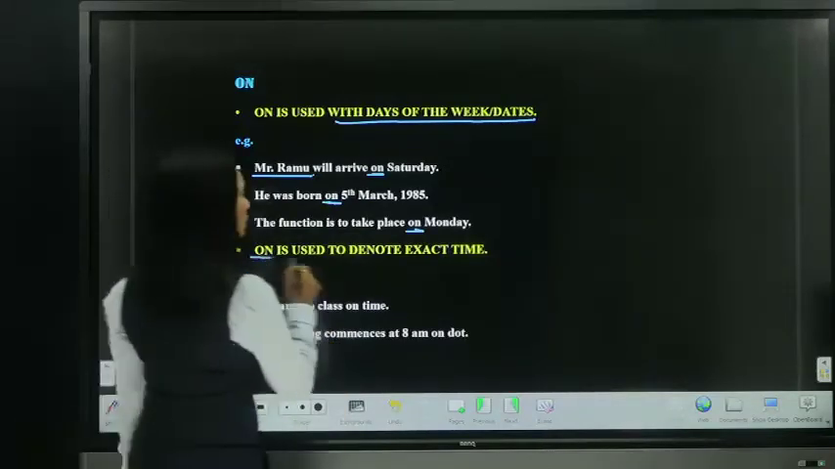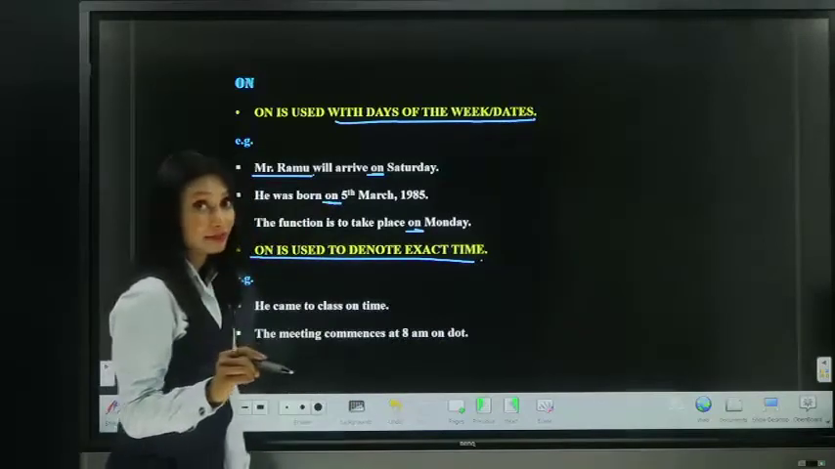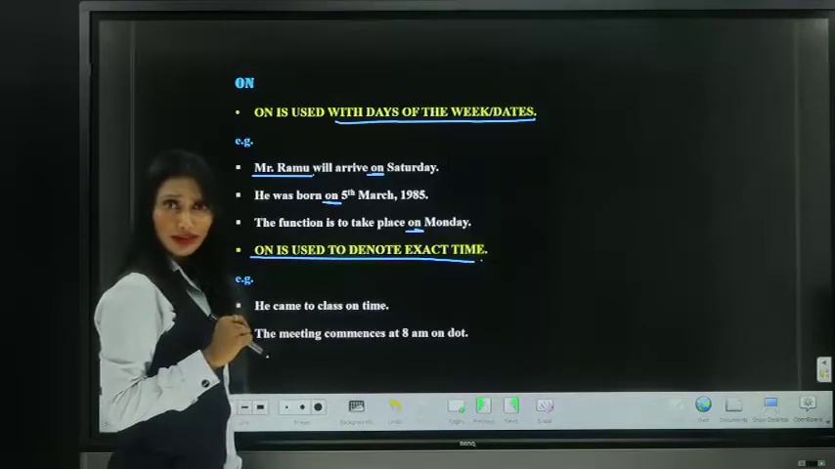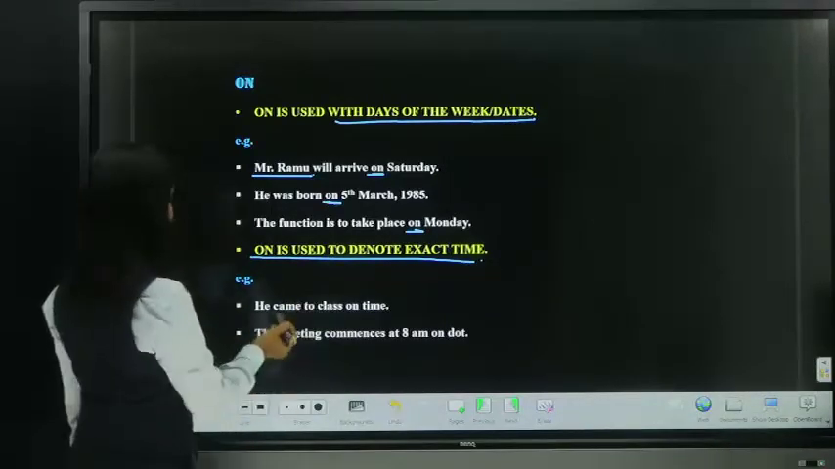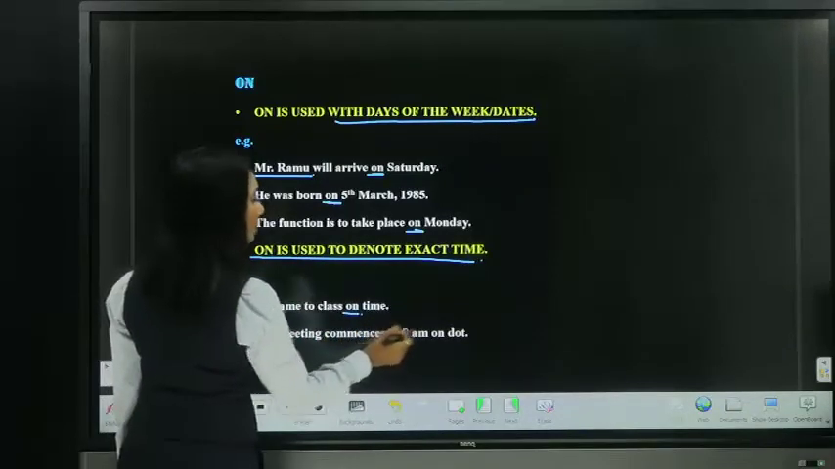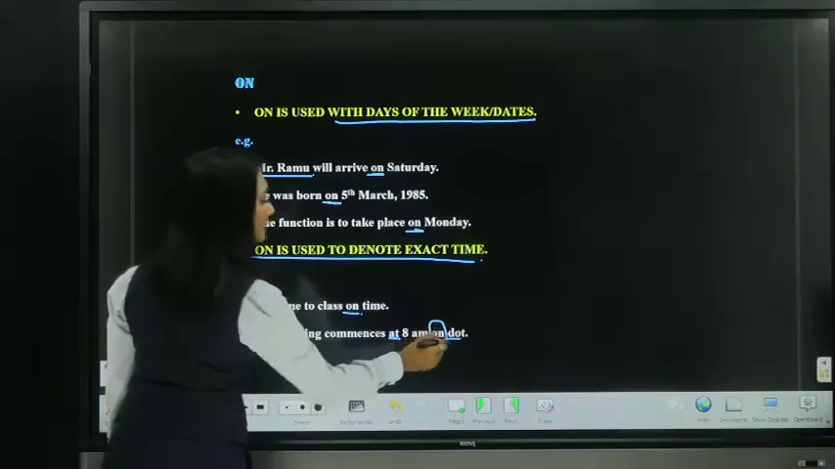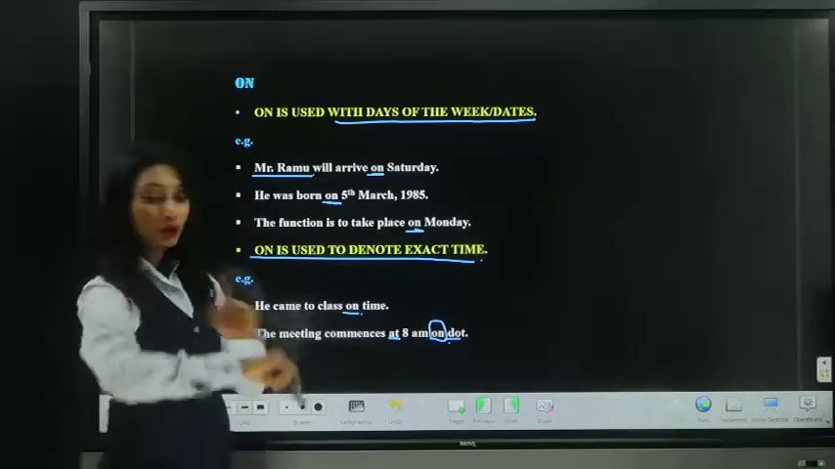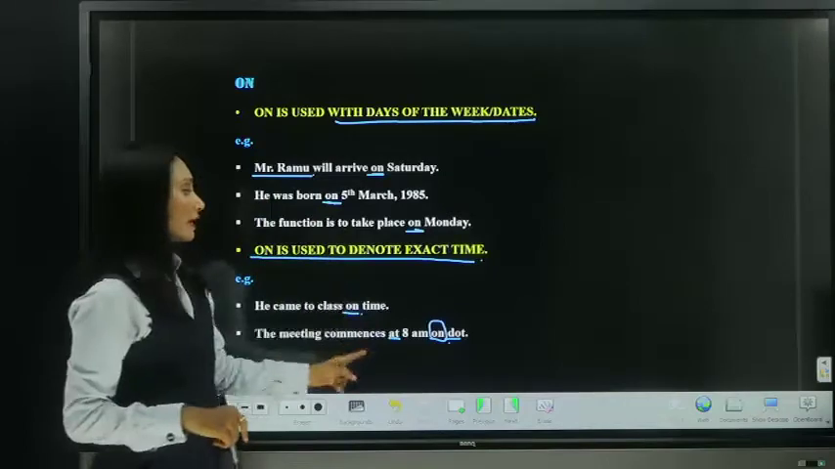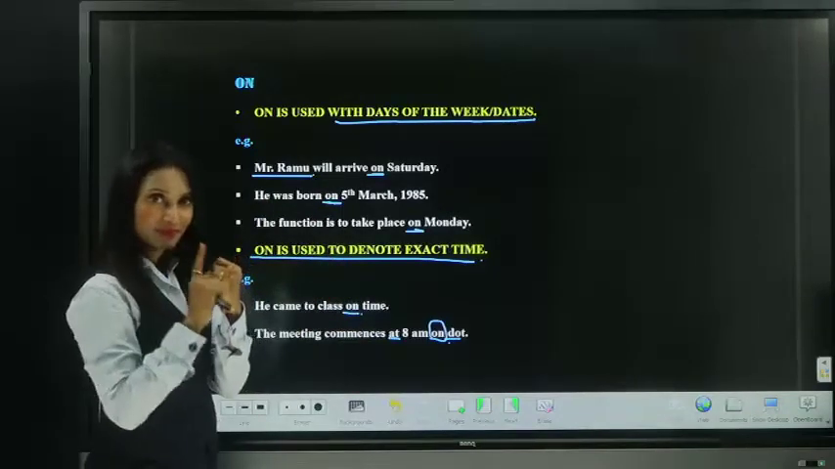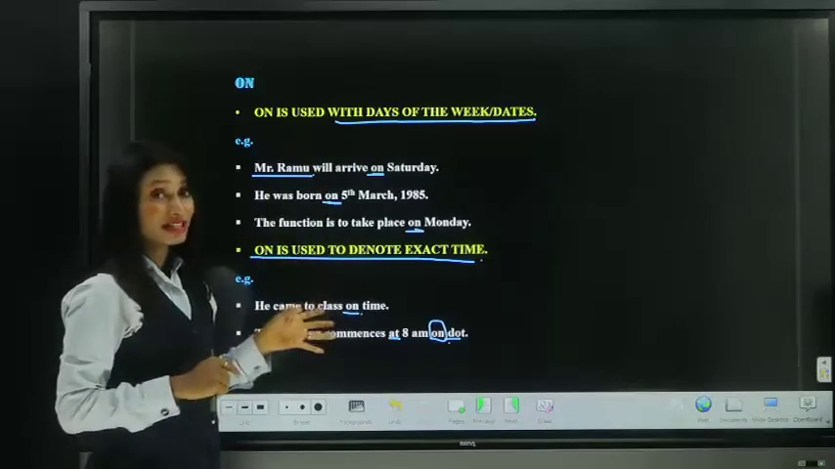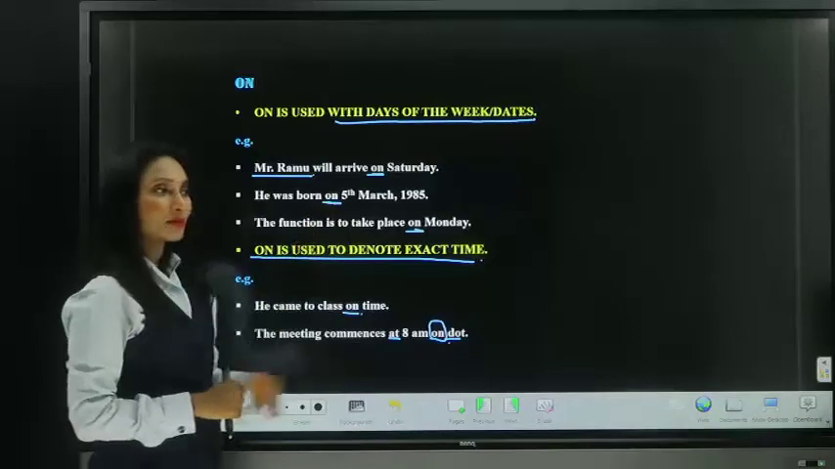Next, "on" is also used to denote exact time. You must be on time to class. The train came on time today. Surprising, right? So look at this. He came to class on time. The meeting commences at 8 a.m. on dot. It indicates exact time. On dot 8 a.m. means exactly 8 a.m. So "on" indicates exact time and is used before the names of days and dates. That is about the preposition "on".